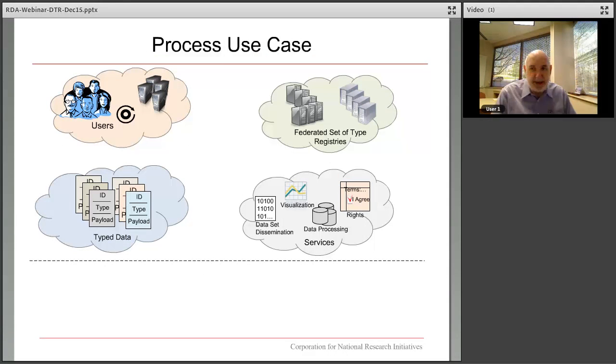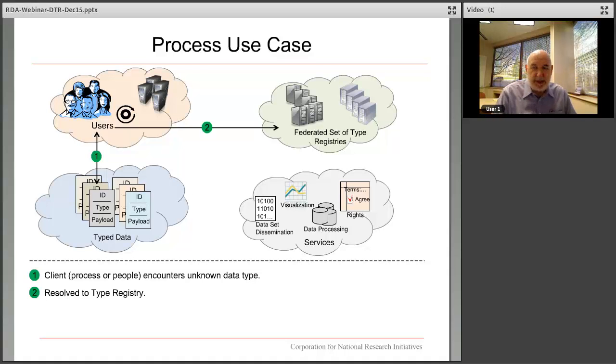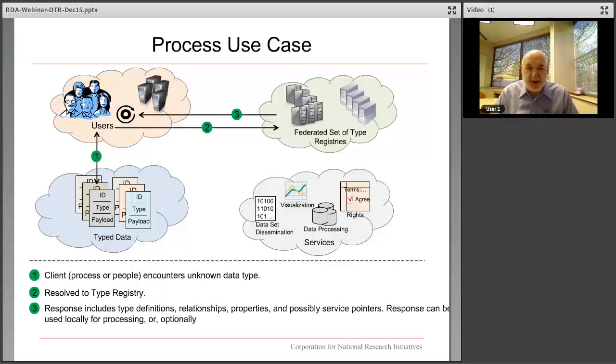So here's a use case. This is the one I had in mind when we started the group. In the upper left, you have users in the form of people or machines, and we assume here that they are encountering typed data that they don't recognize. That is, they see it's data, it has a type, but they don't know what that type is, and they'd like to understand and use the data. So the type, which remember is a unique resolvable identifier, is sent off to this federated set of type registries as a query, and what comes back is type definitions, relationships, properties, and possibly service pointers.